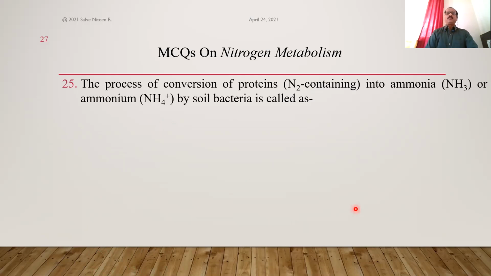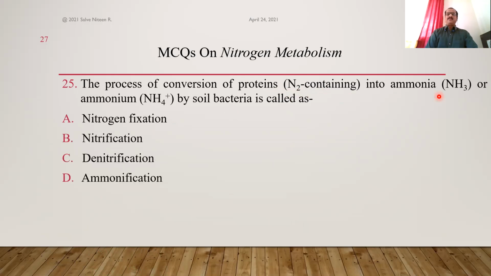The process of conversion of proteins, nitrogen containing substances, into ammonia, that is conversion of amino acids into ammonia or ammonium salts by soil bacteria, is called as... Okay, we have said that the process is called as ammonification. Formation of ammonia is ammonification. D is the answer.